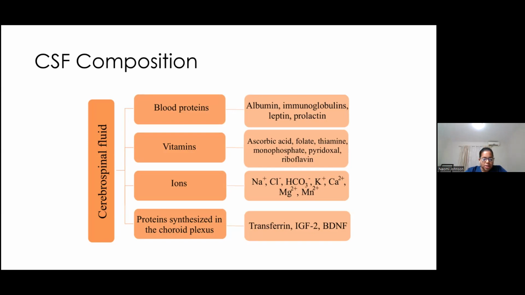So the transferrin is a glycoprotein for iron delivery, specifically the IGF-2. This is insulin-like growth factor for growth and development, and the BDNF is brain-derived neurotrophic factor. These essentially act as a neurotransmitter modulator, and they assist with neuroplasticity, so they are for learning and memory.